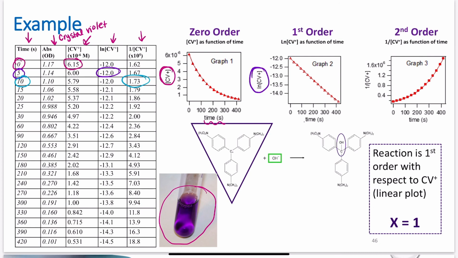The natural log of crystal violet concentration versus time, we see a linear plot, and the reciprocal of the concentration of crystal violet as a function of time, we see that line is not linear either. We compare these three graphs, we see this one is linear. Therefore, we can say this reaction is first order with respect to crystal violet. So integrated rate laws, you need to know those three equations, but you also need to recognize graphically how you can tell quickly if a reaction is zero order, first order, second order. It's zero order if concentration versus time is linear, first order if the natural log of the concentration versus time is linear, and second order if the reciprocal of concentration versus time is linear.